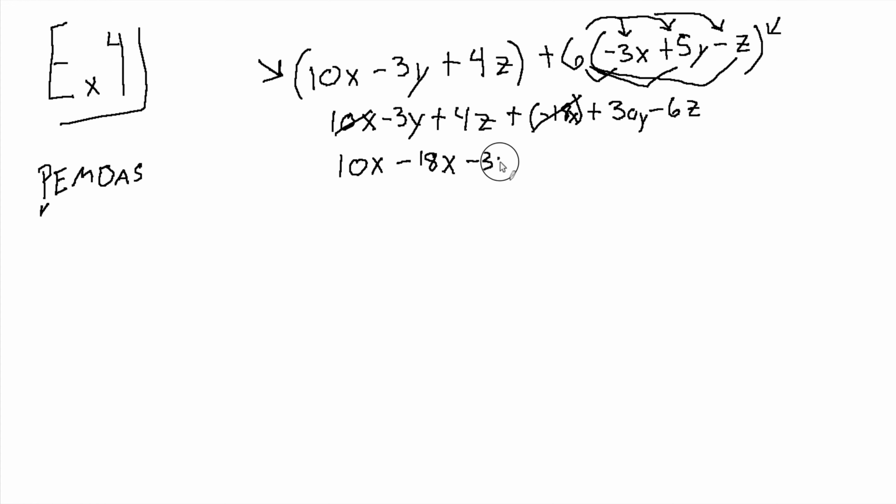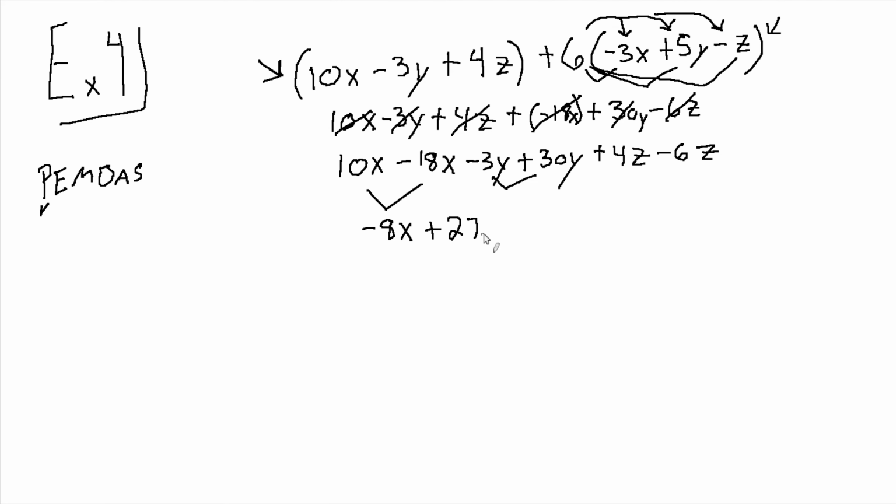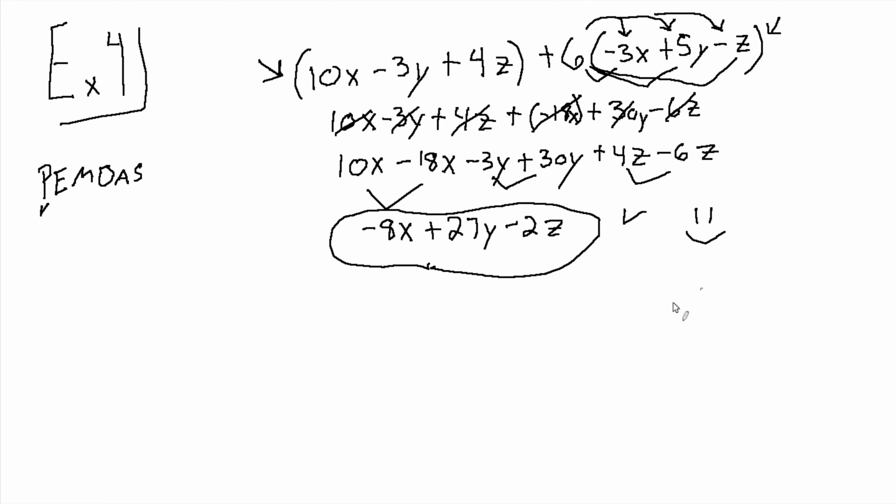So you can rearrange it in order of variables, like I've done here. x first and y, then z. So 10x minus 18x minus 3y plus 30y plus 4z minus 6z. Just rearranging the equation. So go ahead and do your subtraction of the x's. You get negative 8x. Then you do the y's. You add them together. You get 27y. Then do the z's. You get negative 2z. Since there's no other like terms that you can combine, that is your answer.